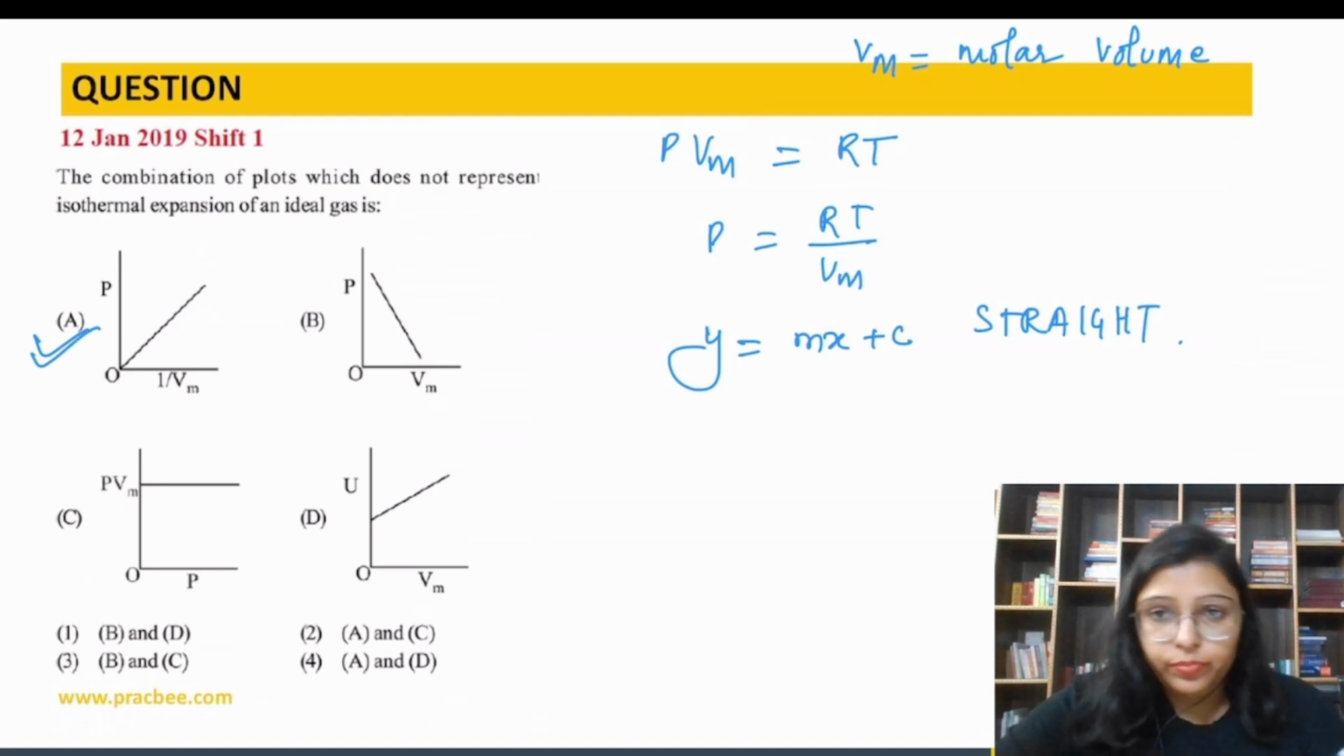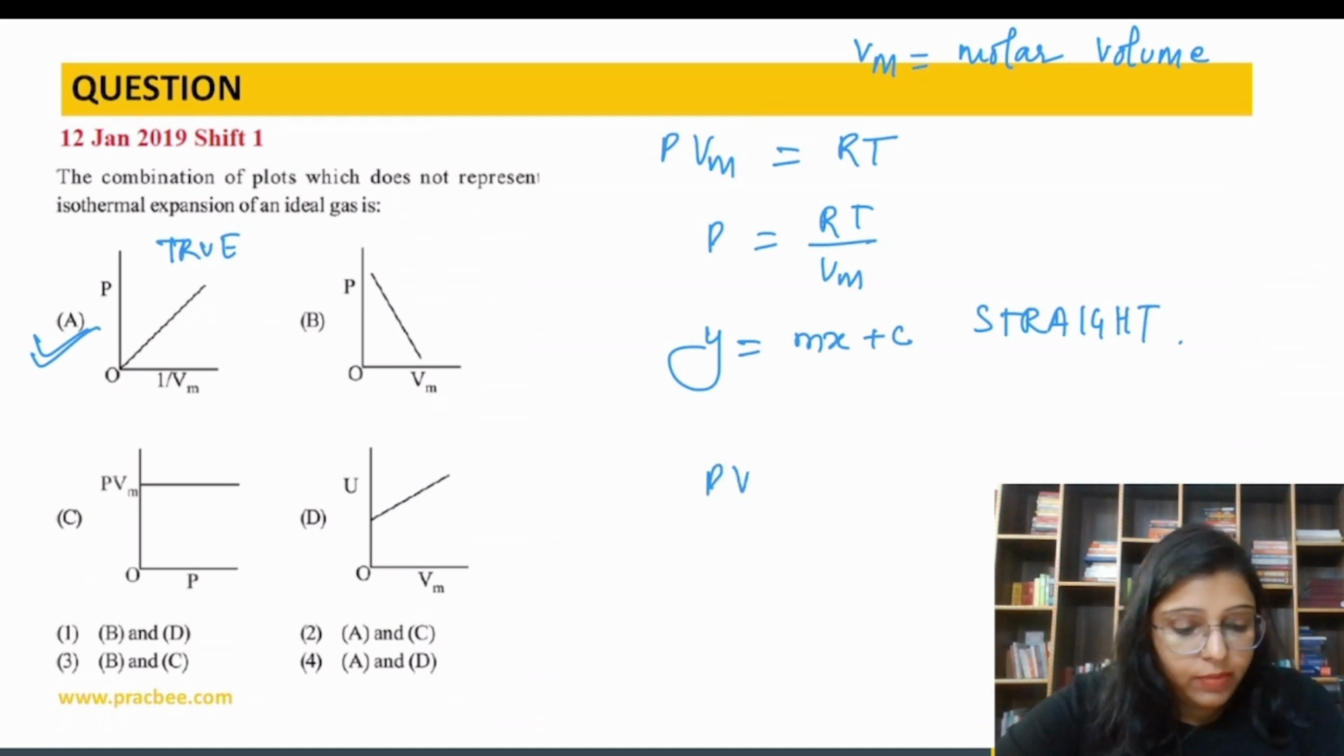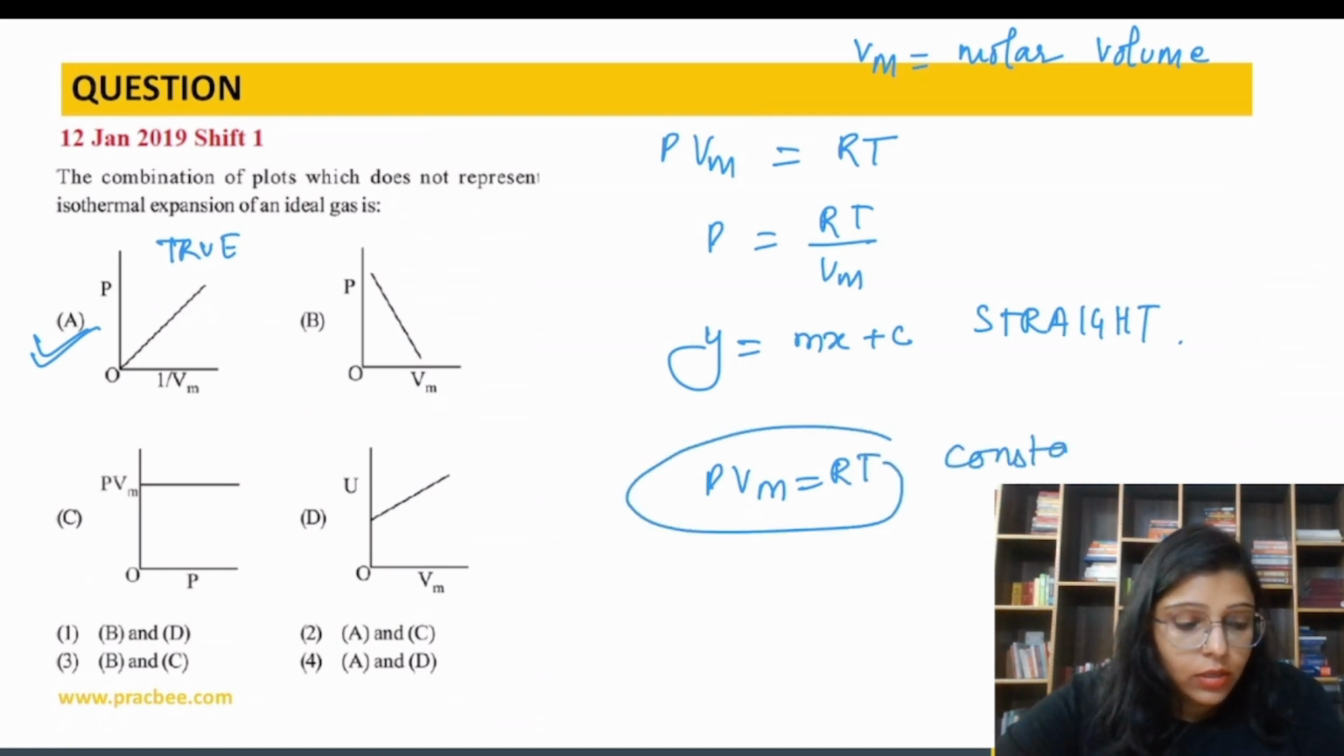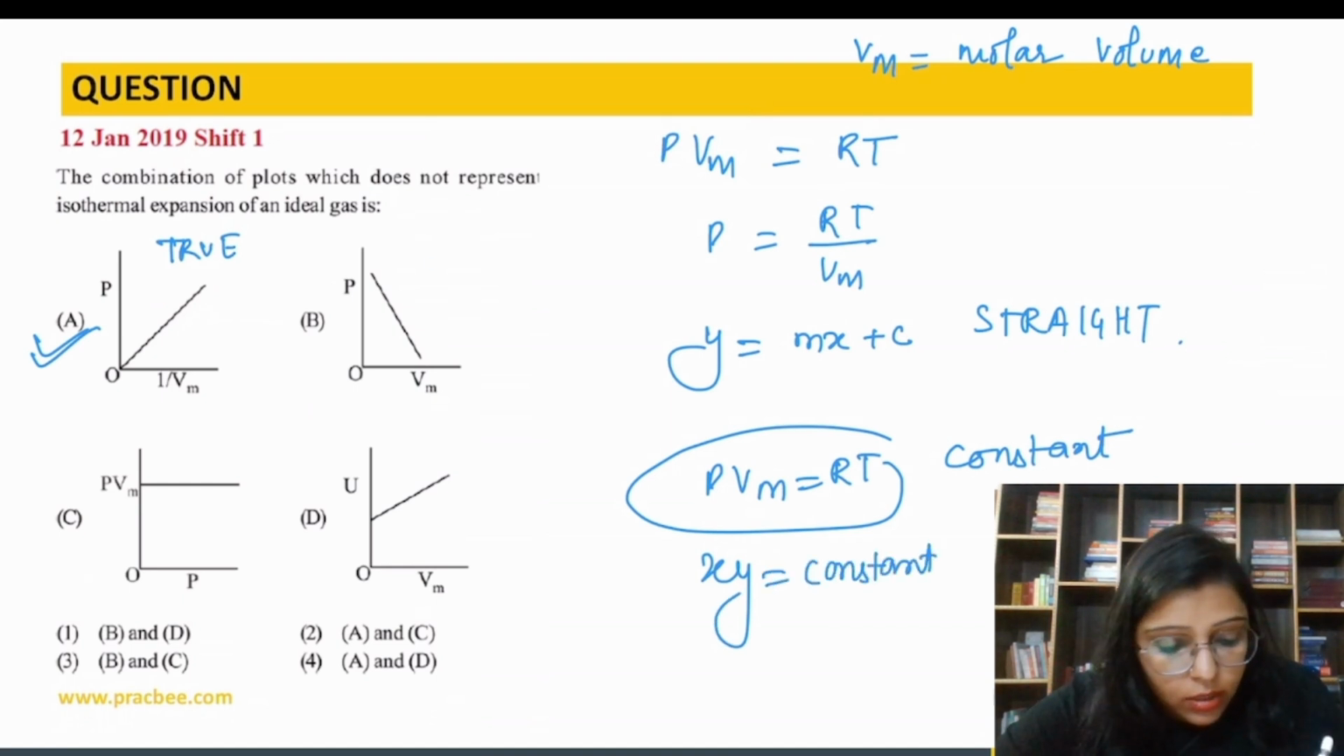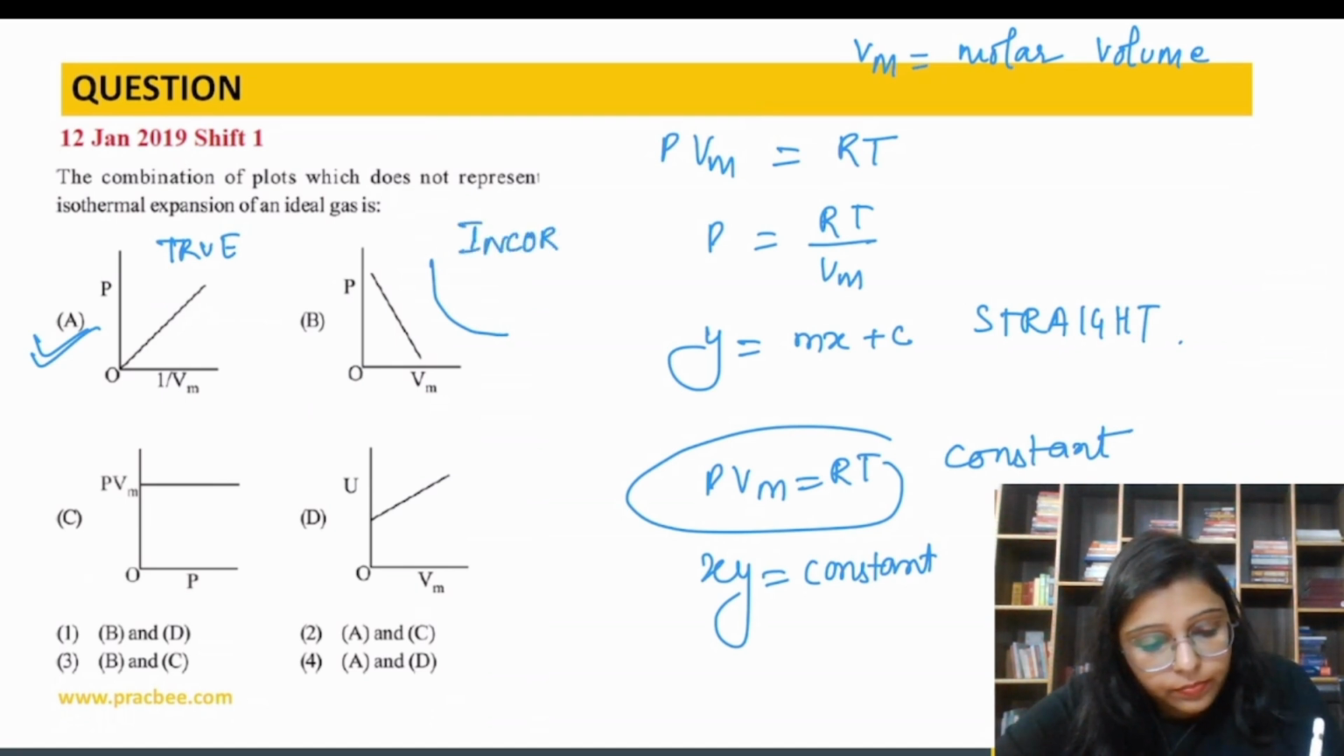So this is true. A is true. Now pressure and Vm, PVm. PVm is equal to RT, that is the constant. So we have to compare this equation with xy is equal to constant. So we should be getting a hyperbola curve, a rectangular hyperbola. So this is incorrect.